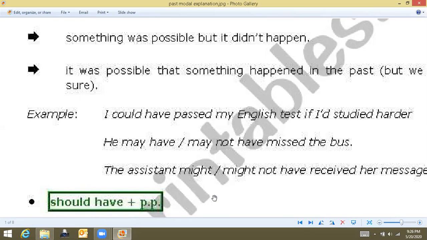How do you say romper papel in English? Cut paper? Cut paper is cortar. Right? Romper? Okay, do you see the WhatsApp chat? Tear, yes. And you have torn. Now, how do you say "tu camisa está rota"? Your t-shirt is torn. Your t-shirt is torn.